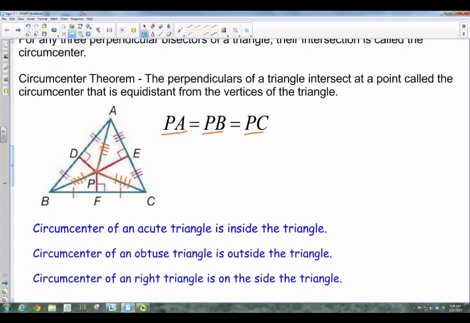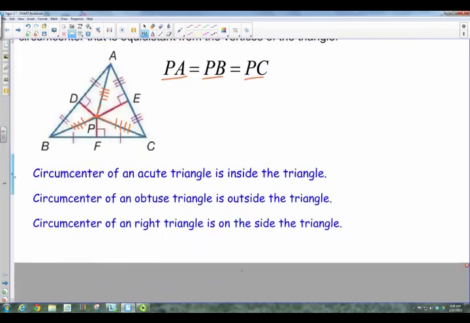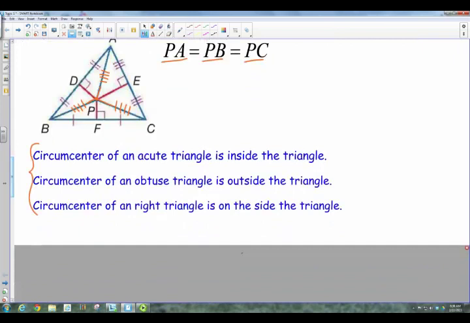Now what happens is we have three different possibilities, and you'll see this coming up soon: an acute triangle, an obtuse triangle, and a right triangle. For the acute triangle, which you see in the picture here, the circumcenter happens inside the triangle. On an obtuse triangle, the circumcenter intersects on the outside of the triangle. And for a right triangle, they intersect on one of the sides of that triangle. This is something that you will see in the discussion online, so definitely go there.